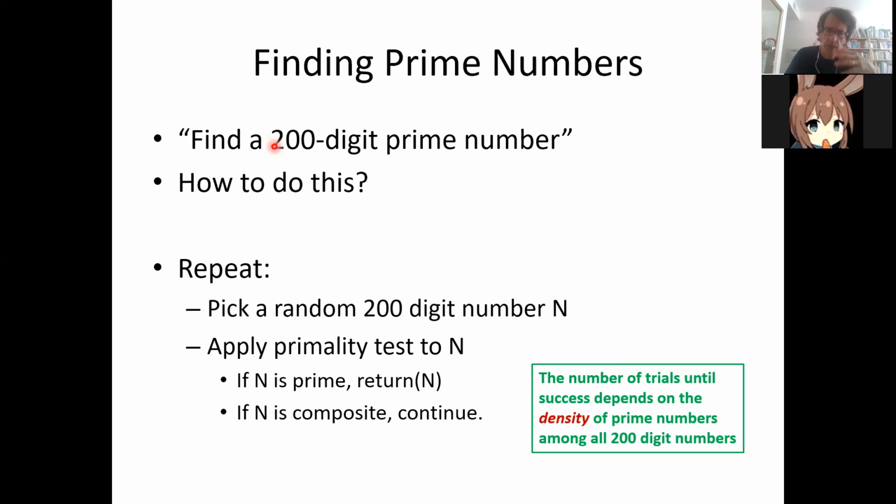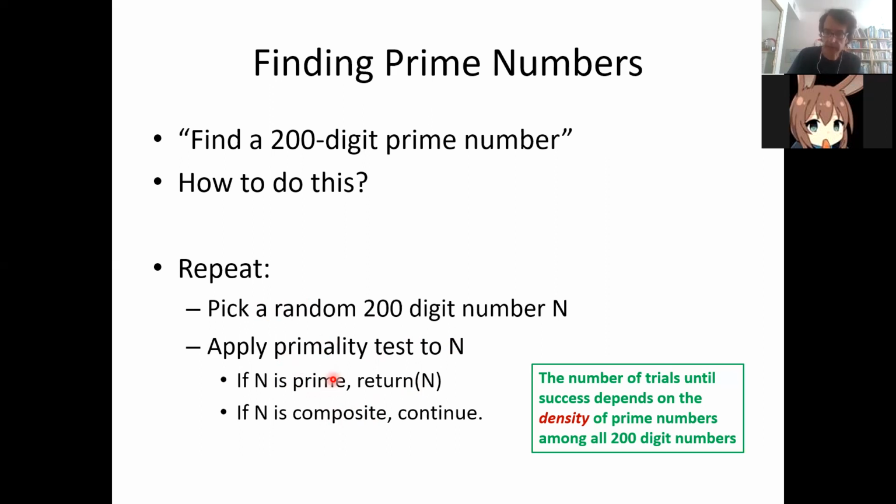Okay, so let's say you say, okay, I need a 200-digit prime. How do you create one? Pick a random number, apply the primality test, and the primality test will answer yes or no. If it says yes, you're done. If it says this number is composite, you just loop back. Pick a new random number, apply the test. In loop, however long does it take to finally hit this case?